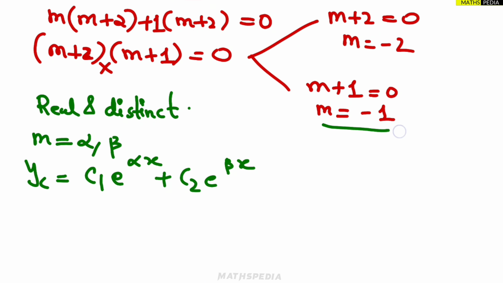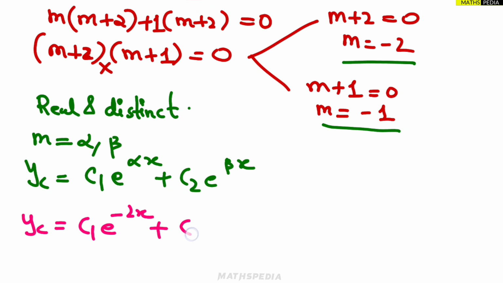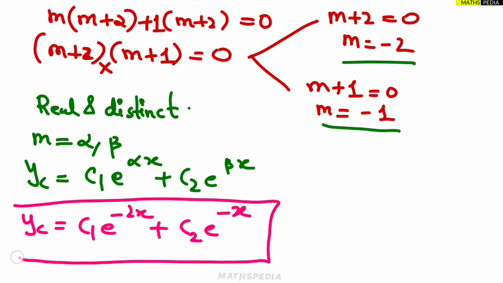Now based on this, we know the roots are minus 2 and minus 1. We can directly write the answer for yc. It is equal to c1 e power minus 2x, instead of alpha, plus c2 e power minus 1x, instead of beta, or in other words minus x directly. So this is the answer for yc, the complementary function. Now we have to go for yp.